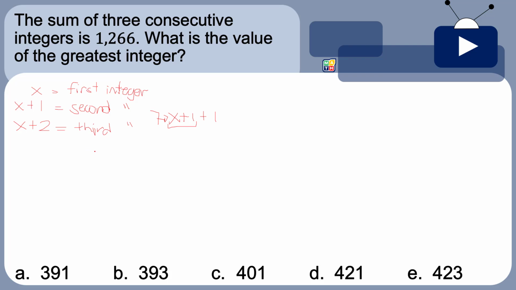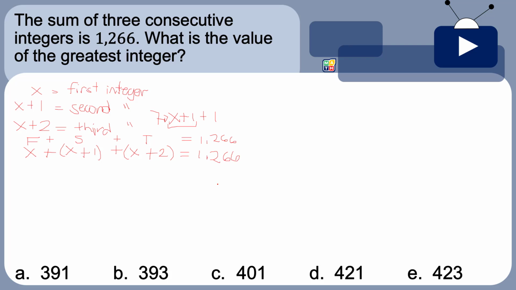Now, all of these three integers, when added, will result to 1,266. So, simply combine them in this manner. x plus (x plus 1) plus (x plus 2). Take note, I'm still using parentheses, but for some of you who are able to get it already, pwede na pong wala, but I'm using this to illustrate that this is our first, plus this is our second, plus this is our third, and they sum up to 1,266.